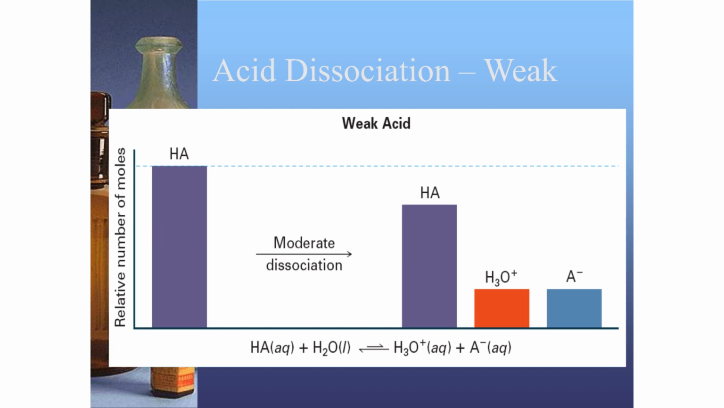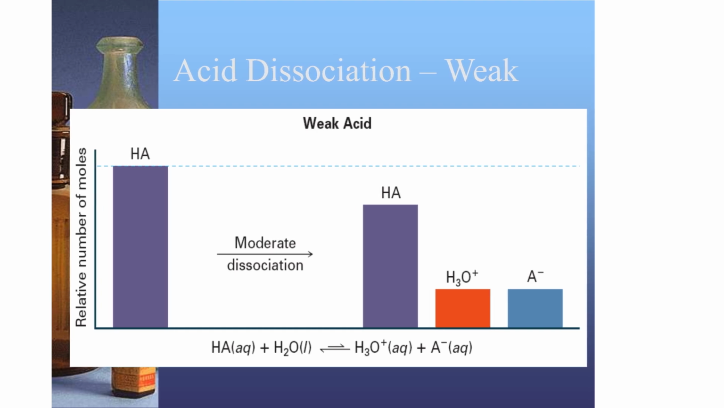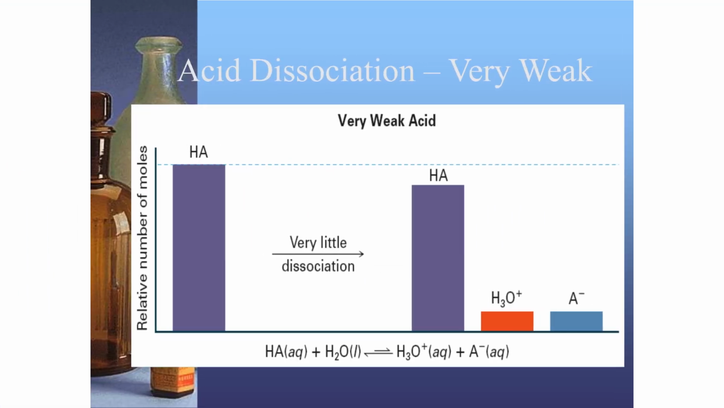Now for a weak acid, the diagram shows only moderate dissociation. You see some HA molecules remaining intact, while others have ionized into H3O+ and A-. The reaction is shown as an equilibrium, HA(aq) plus H2O(l) in equilibrium with H3O+(aq) and A-(aq). Following this, for a very weak acid, the diagram shows very little dissociation.